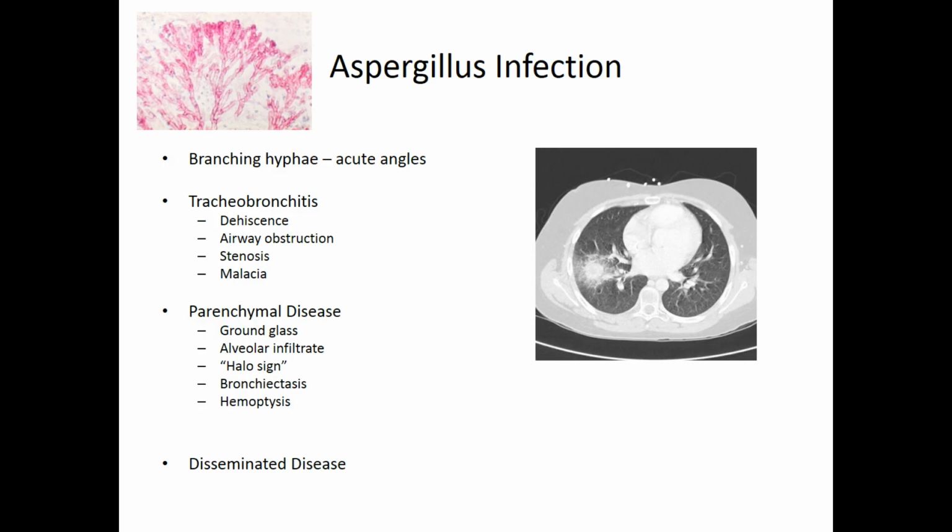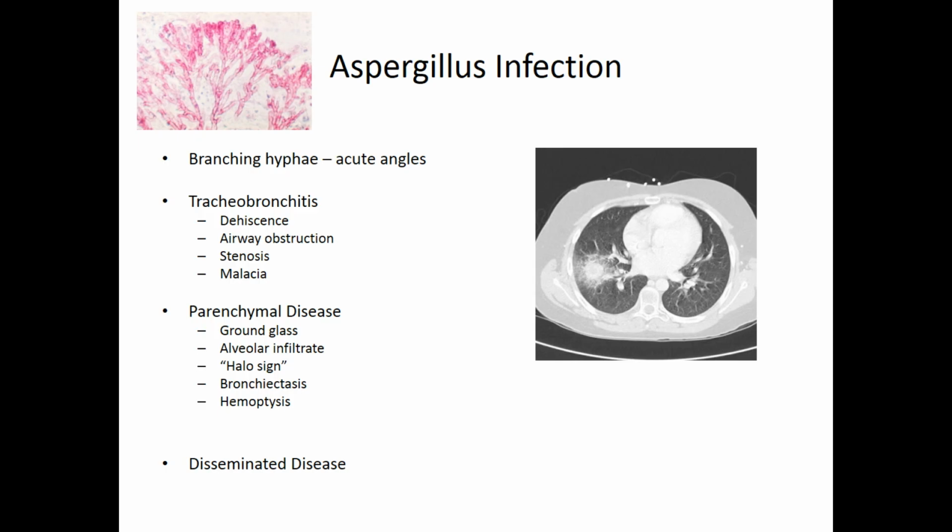The development of an Aspergillus infection in the airway can be associated with tracheobronchitis, airway dehiscence, airway obstruction, airway stenosis, and airway malacia. Recall that the limited blood supply to the airway, because of the disruption of the bronchial circulation, leads to the susceptibility of lung transplant recipients to infection of the airway with Aspergillus.